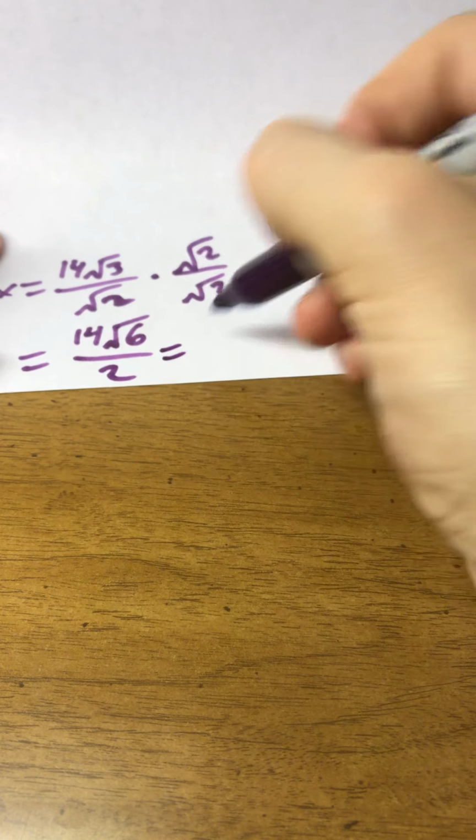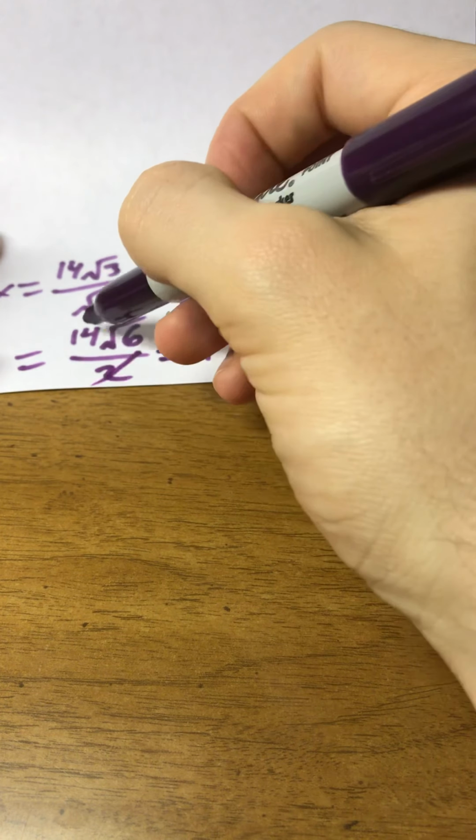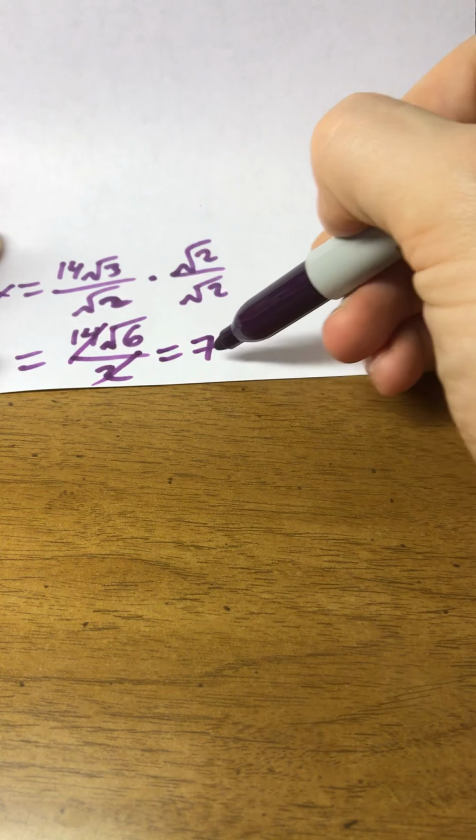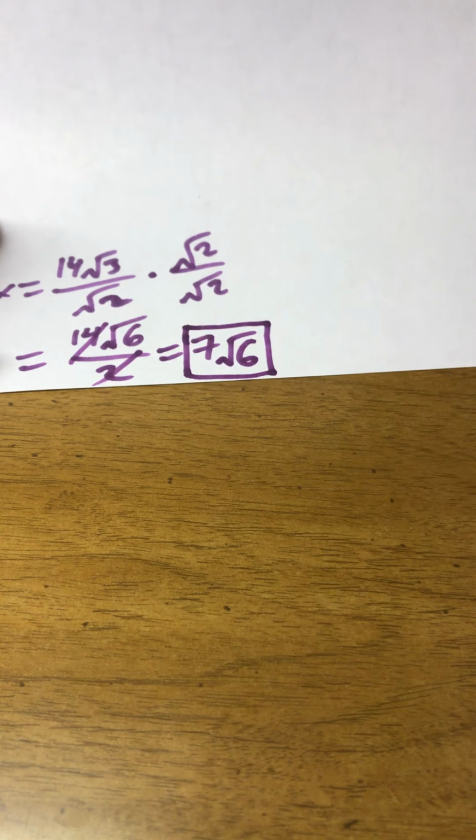But we still can't leave it like that. 14 over 2 can be reduced. 14 divided by 2 is 7, right? And now the 2 in the bottom is gone. And then you just have the root 6 from the top that goes right there. So that is your answer. That is as hard as they get.